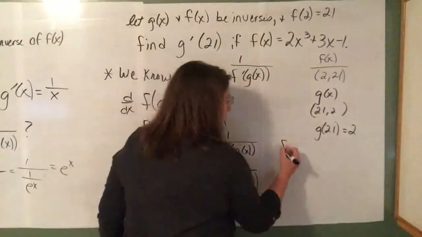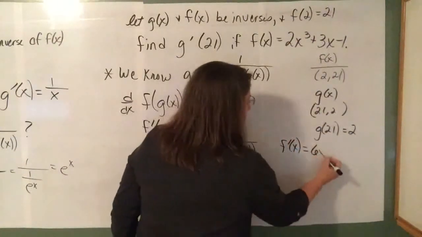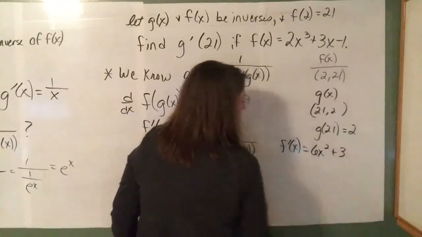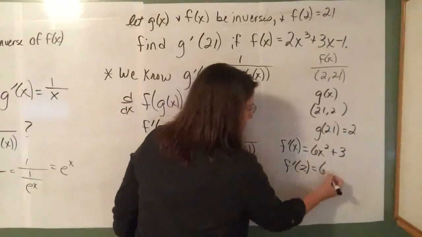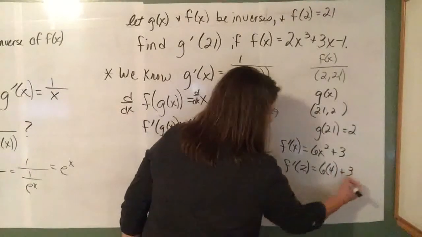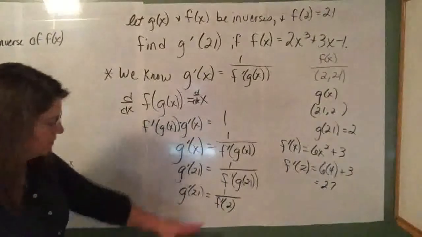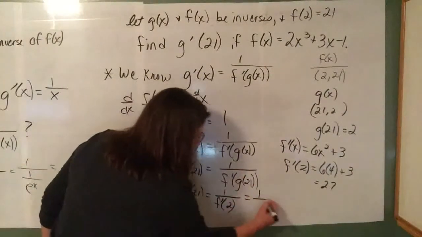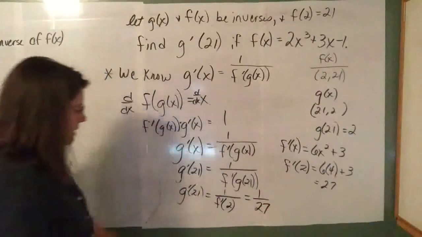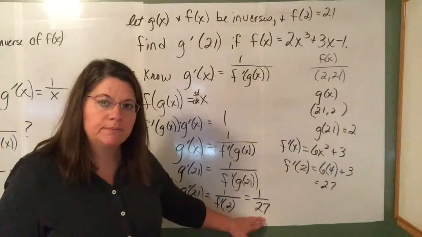So f prime of x is 6x squared plus 3. So that means f prime of 2 is 6 times 4 plus 3, which is 24 plus 3, or 27. So f prime of 2 we know is 27. So we have 1 over 27. g prime of 21 is equal to 1 over 27.